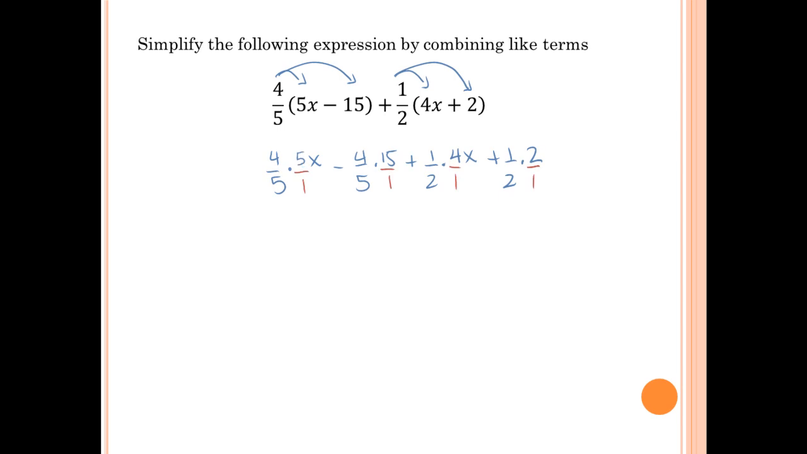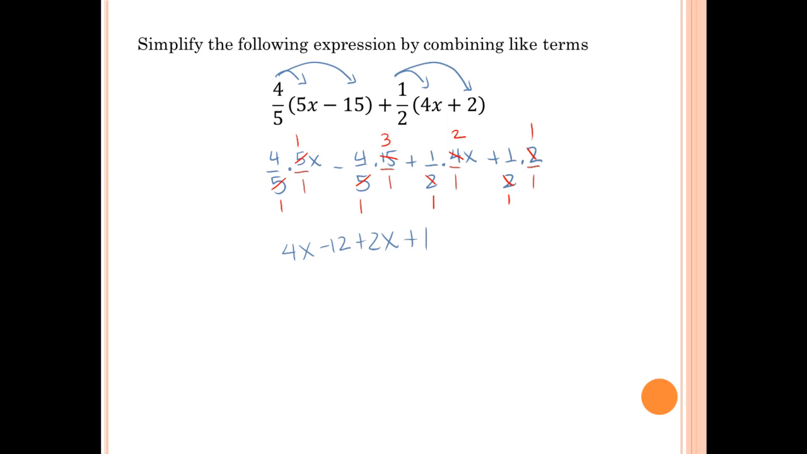We see that in the first term, the 5's cancel. In the second term, the 5 and the 15 cancel, so 5 divided by 5 is 1, and 15 divided by 5 is 3. In the third term, we see that the 2 and the 4 cancel, so 2 divided by 2 is 1, and 4 divided by 2 is 2. And in the last term, the 2's cancel. Now we can multiply these, and we end up with 4x minus 12 plus 2x plus 1.